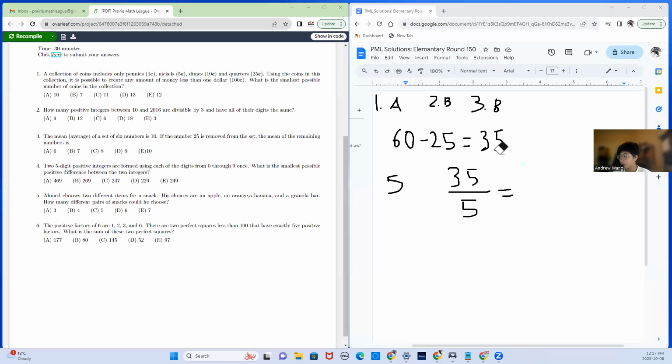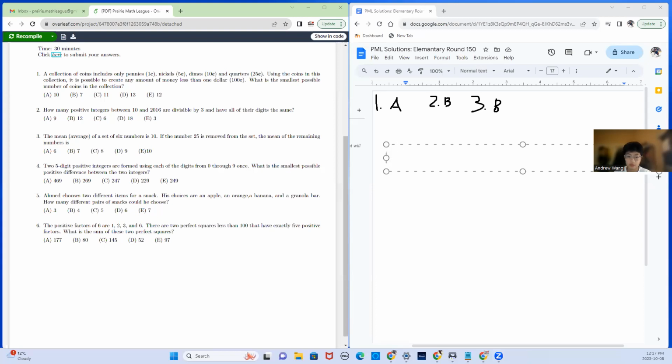I'm going to erase now. And let's move on to question number 4. Two 5-digit positive integers are formed using each of the digits from 0 through 9 once. What is the smallest possible positive difference between the 2 integers? So let's look at this question.